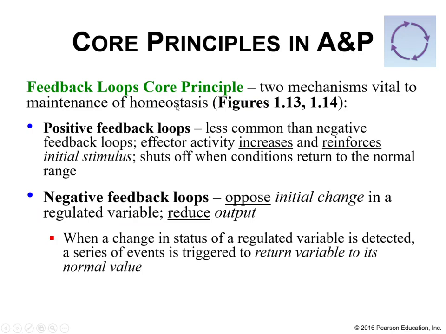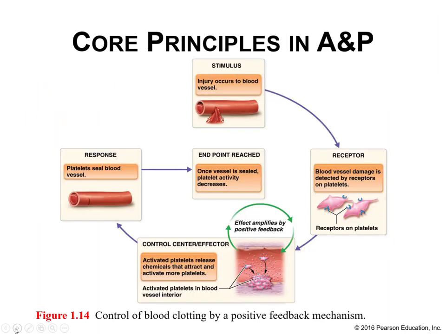So as I just mentioned, positive feedback loops. The positive feedback loop increases or reinforces the initial stimulus, whereas negative feedback loops oppose or turn off that initial stimulus. And so we have a stimulus such as an injury. This stimulates our clotting system. The platelets are part of that clotting system. They come in and seal off the break in the vessel.